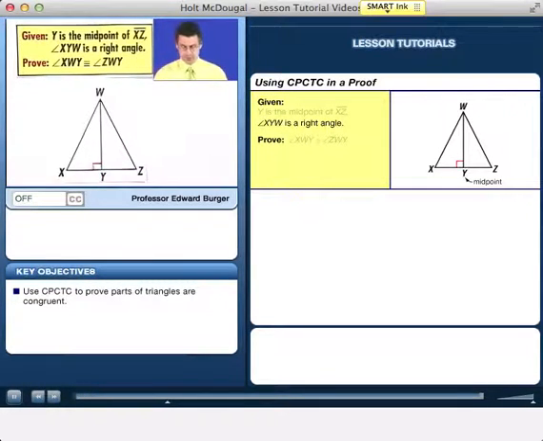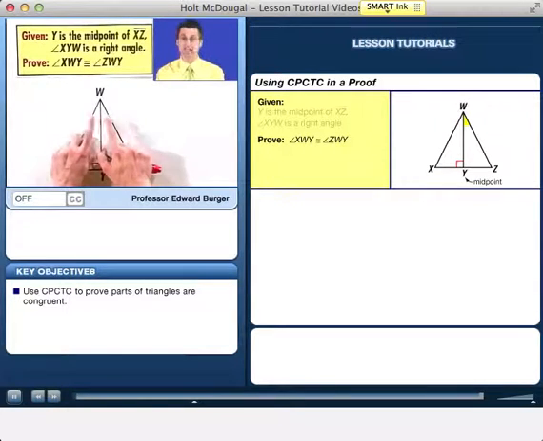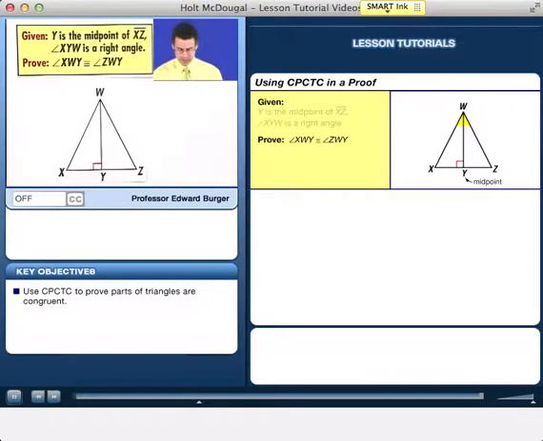And now we're supposed to prove that angle XWY, so that angle right there, is congruent to angle ZWY. So these angles are congruent. That's what we're trying to show. Boy, we don't know a lot of stuff, so what should we do?